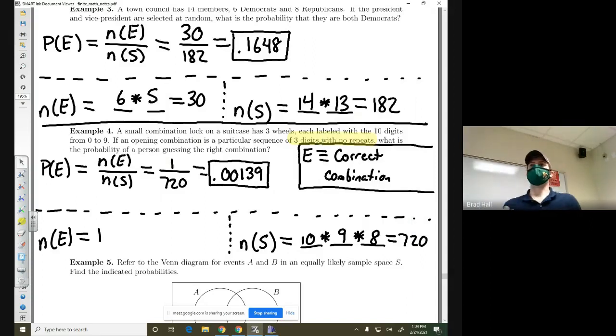So if we were to interpret this, there is a 0.139% chance of guessing it right on your first try. So it's not even 1% chance. It's a 0.1% chance of guessing it right. And that's only for 3 wheels. If there were 4 wheels, it'd be a lot worse.